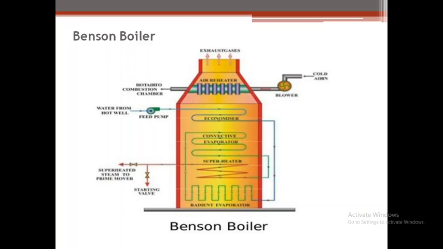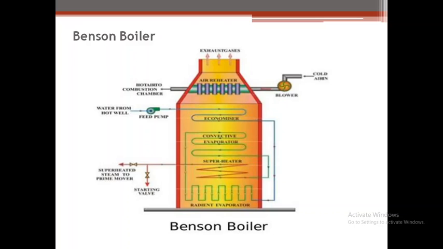Next, that is the convection evaporator. Most of the water is converted into steam in the radiant evaporator, but the remaining water is evaporated in the convective evaporator by absorbing heat from the hot gases by convection. The saturated high pressure steam at a pressure of 210 kg per square centimeter is produced. And next part, that is the convection superheater.